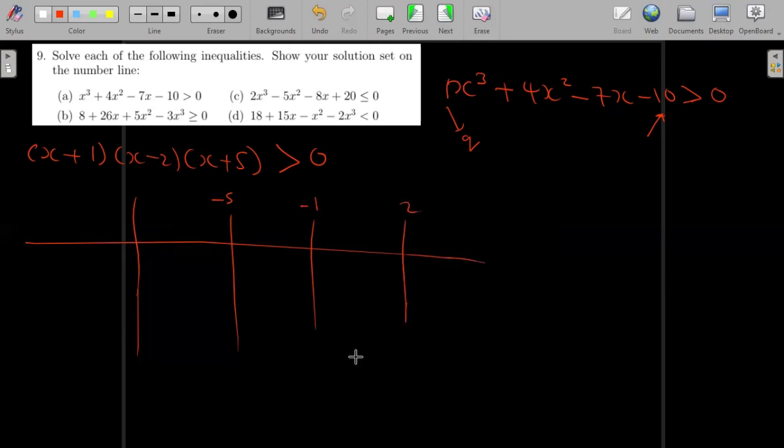So these are my critical values, or critical points, that I have. Okay, so from there, what do I do next? I now place these linear factors here in the first column.